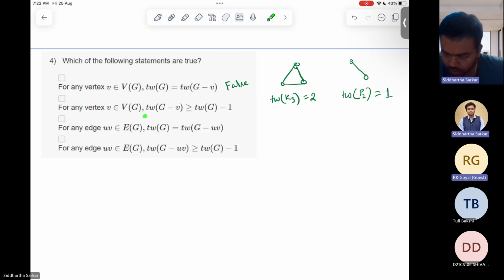So is it true that once you delete a vertex, the tree width of the reduced instance is at least the tree width of the original instance minus 1? That means deleting a vertex cannot drastically reduce the tree width. It will reduce the tree width by at most 1. That is the claim of the statement.